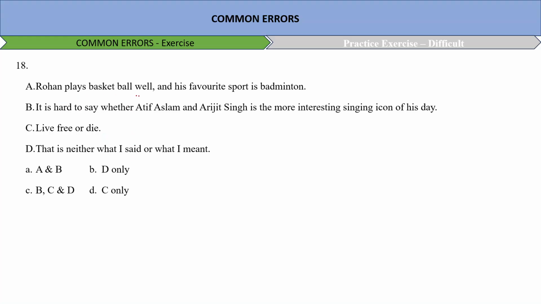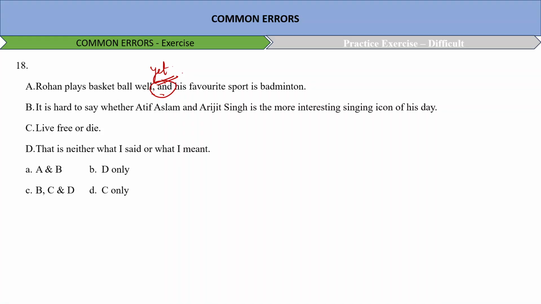Rohan plays basketball well and his favorite sport is badminton. It is hard to say whether Atif Aslam and Arijit Singh is the more interesting singing icon of this day. Live free or die. That is neither what I said or what I meant. Okay. So the correct answer here will be sentence A. When you read, it says Rohit plays basketball well, comma, and his favorite sport is badminton. So here comes a wrong conjunction and it should be "yet" his favorite sport is badminton.